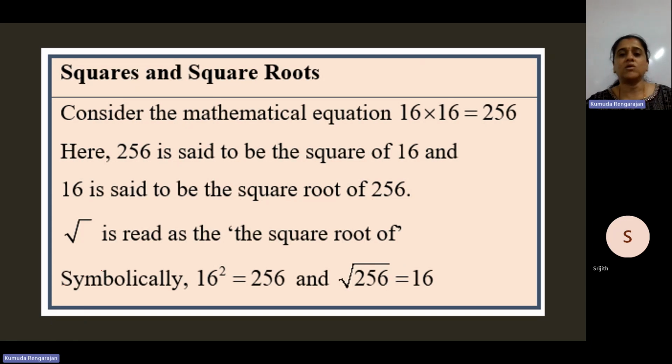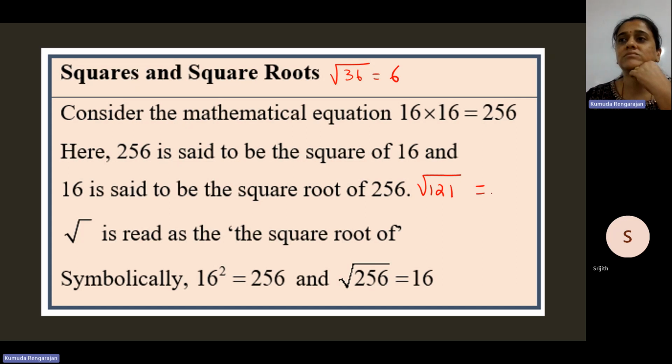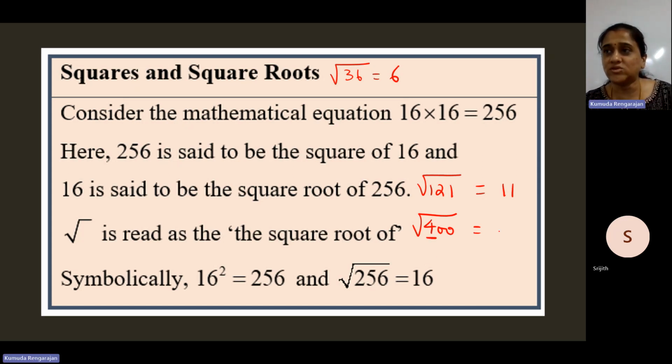Now tell me, what is the square root of 36? 6. Very good. What is the square root of 121? 11. What is the square root of 400? 20, because the square root of 4 is 2. When the number has two zeros, its square root will have half the number of zeros. So two zeros, half of it, one zero: 20.